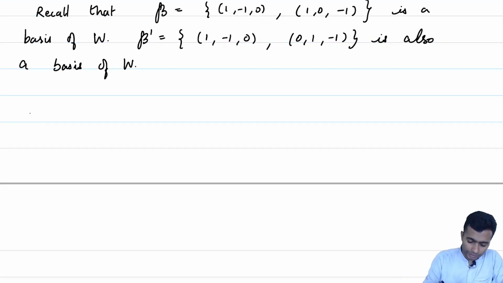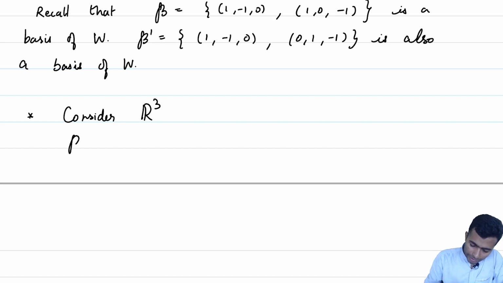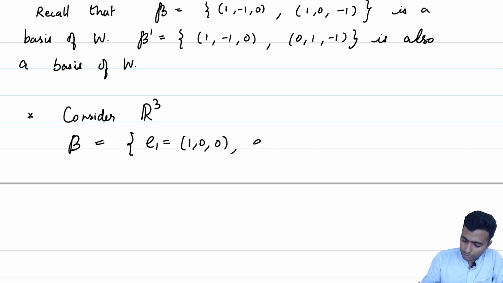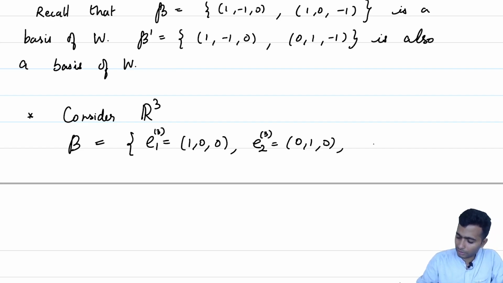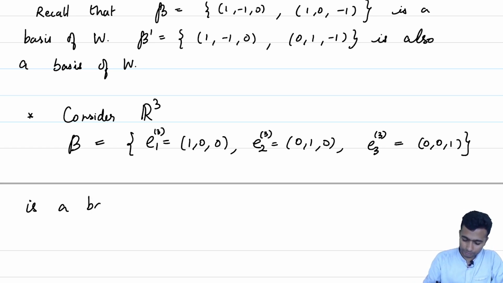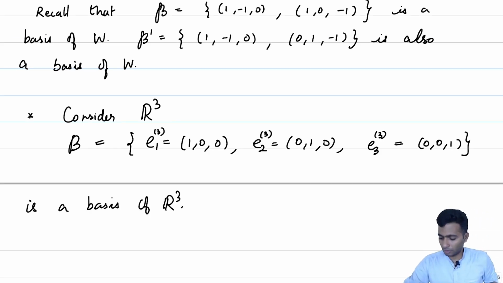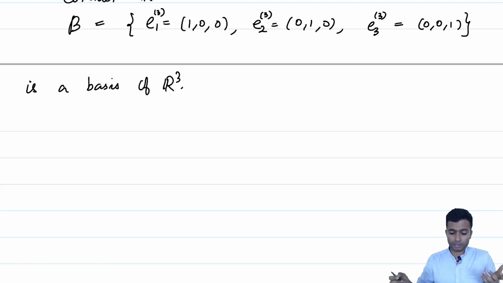Let's just consider R^3 in fact. Let beta be E1 equal to (1, 0, 0), E2 equal to (0, 1, 0), and E3 equal to (0, 0, 1), which is a basis of R^3. There should be a 3 here denoting that this is in R^3, but we will slowly drop this superscript 3. We already noticed that there could be multiple bases in R^3 as well.